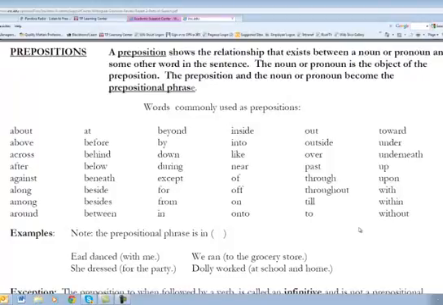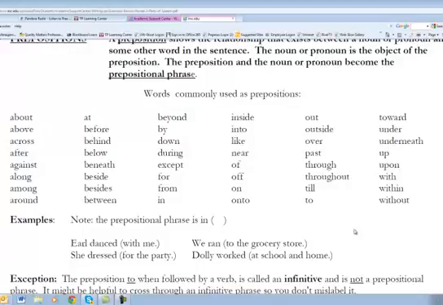So if we look at the examples: Earl danced with me. She dressed for the party. We ran to the grocery store. Dolly worked at school and home. You can see there's a relationship in each of these sentences. Earl danced with me. With is the preposition. The entire phrase is in parentheses, with me. It shows the relationship of Earl and who he's dancing with.